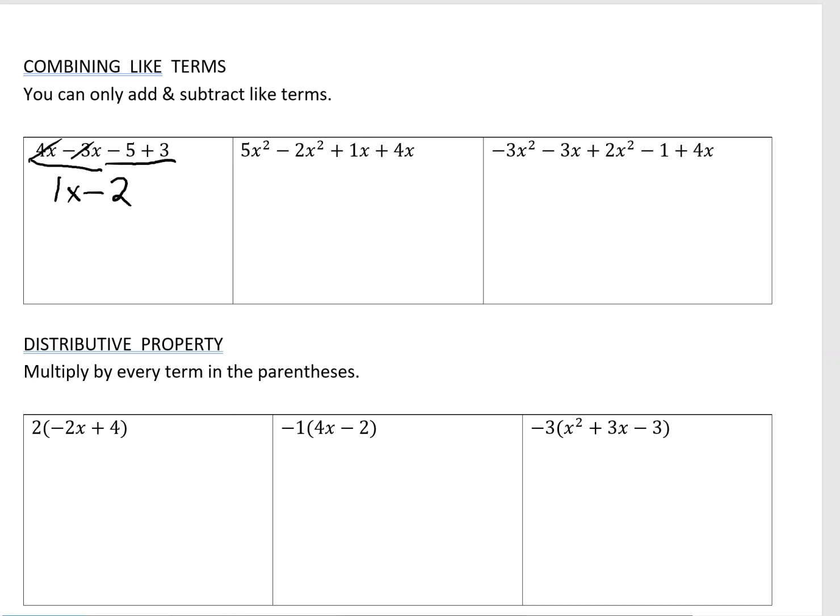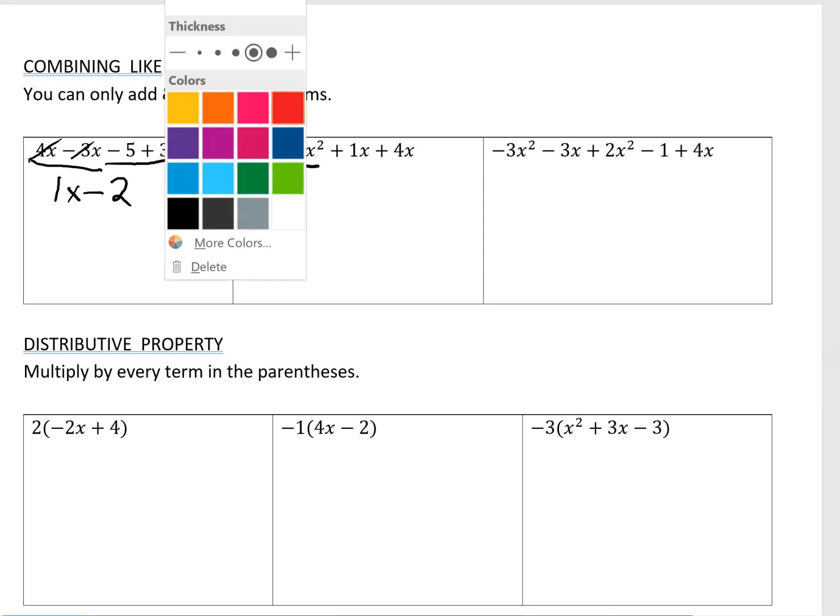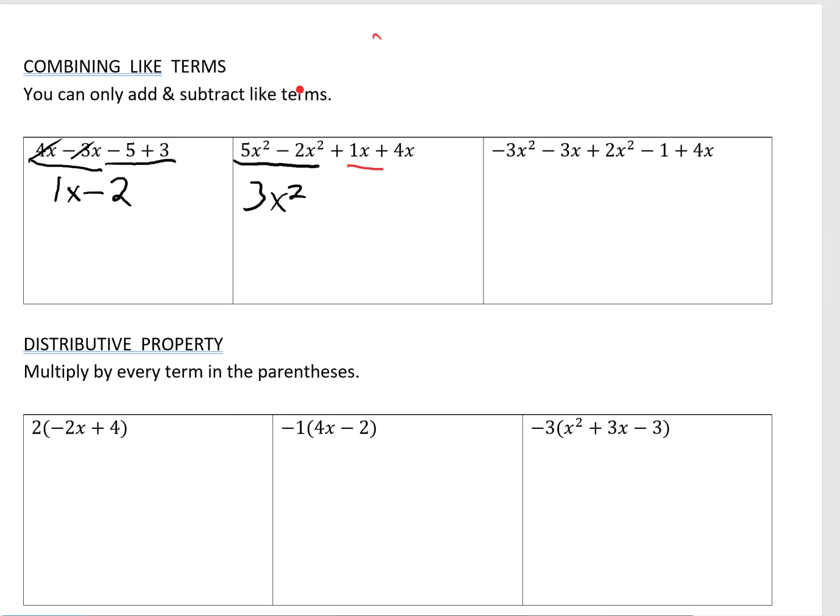Okay, so now this one, x squares and x's are not the same exact set of variables, so those are different terms. So I've got two that have x squares, so I'm going to combine those. So 5 minus 2 is 3x squared. Let's do a different color here. And then our x's combine, and I get 5x.